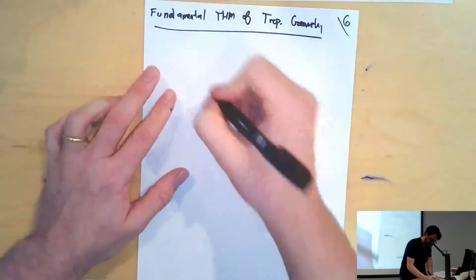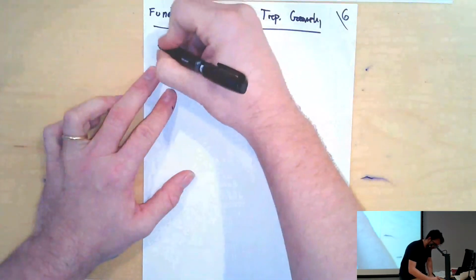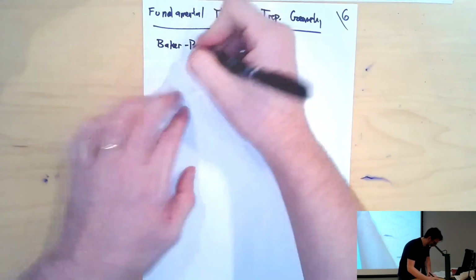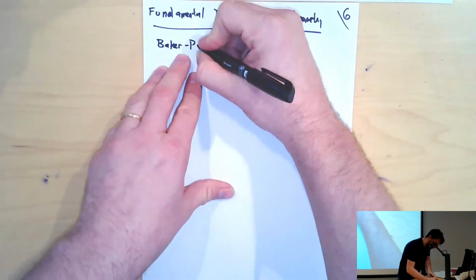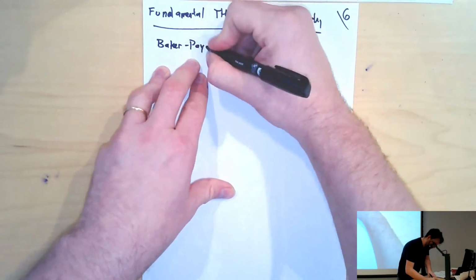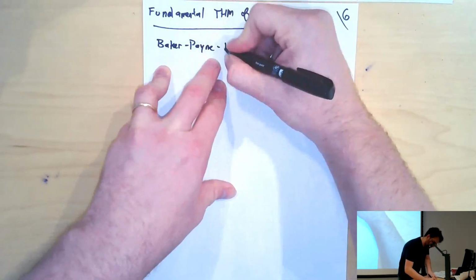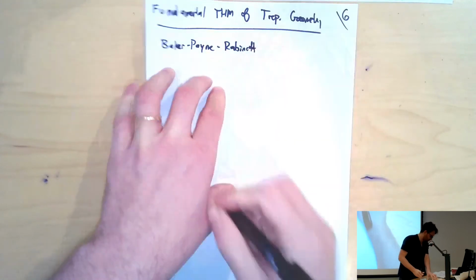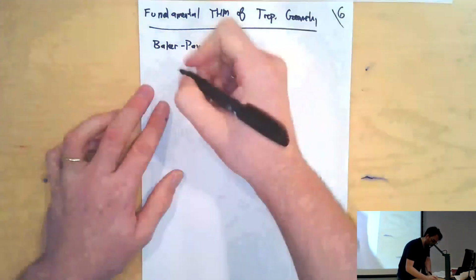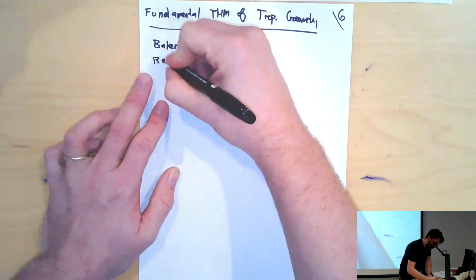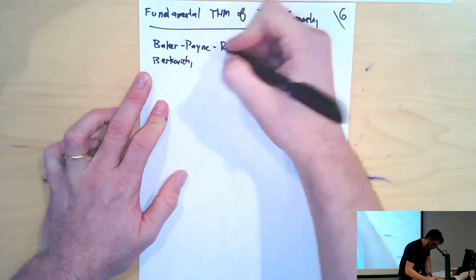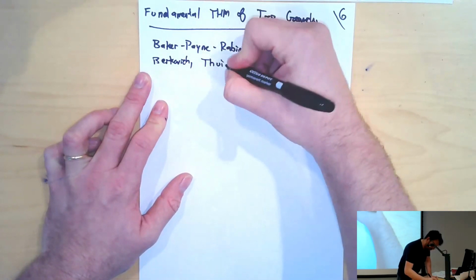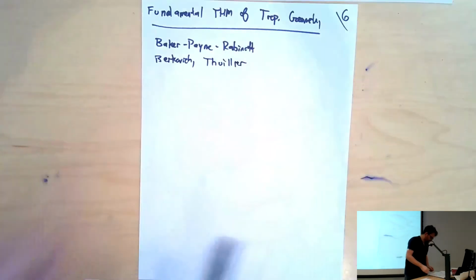Which, to be fair, this is just a collection of everything I need from tropical geometry. Therefore, it's my fundamental theorem. This is clearly summarized and slightly improved in this famous paper of Baker, Payne, Rabinoff, which is really the best starting point for this. But the original work is due to Berkovich, and for the potential theory part, this is Thuillier's thesis.